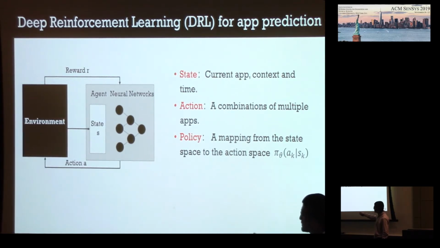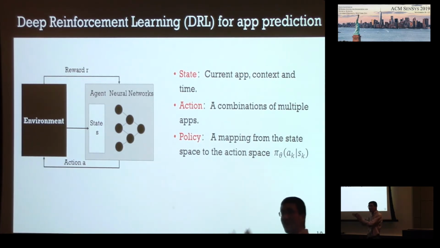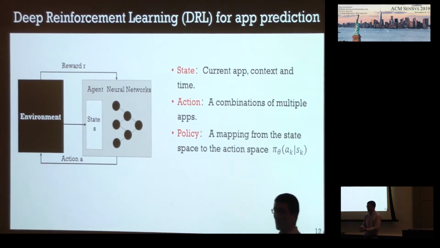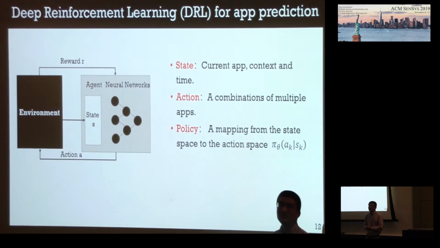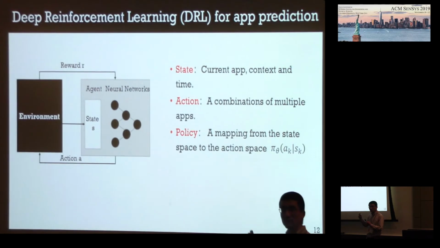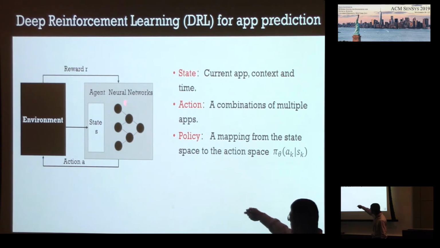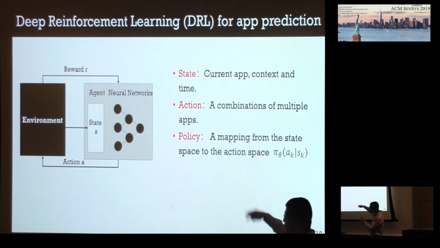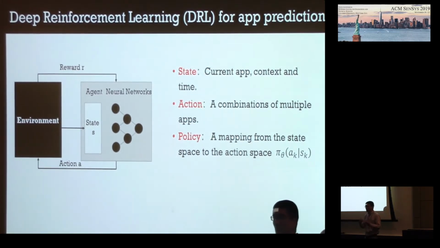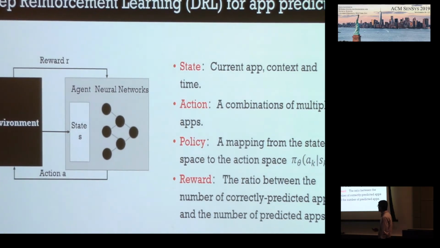Based on the results, the smartphone will provide some suggestions to the user. And in the next time slot, the user may use the applications that we have predicted, may not, right? So this is the feedback. And then based on the behavior of the user, we can get a reward value. This reward value will be input to the agent. The agent will use this reward value to update its policy. That means it will update the weights of the neural network. Okay, so this is the reward function.